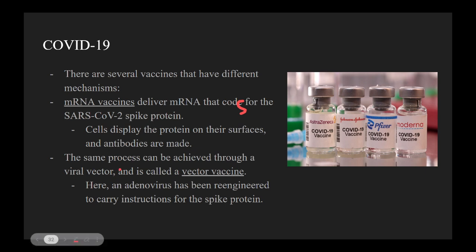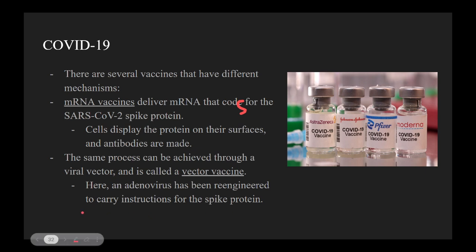Something similar can be achieved through what's called a viral vector, which we mentioned before, like the AAV with the T4 capsid. This is called a vector vaccine. Here we take an adenovirus, which is just a specific type of virus. In this case, I believe it's a chimpanzee adenovirus. You strip away all the bad components, and you're left with a shell that you can stick stuff inside of. The virus is still active, except it's been re-engineered to carry the instructions to make the spike protein.